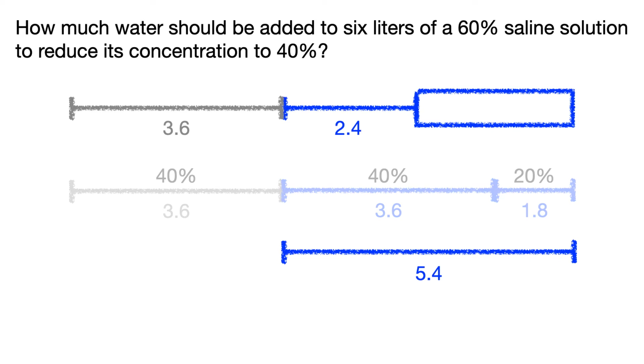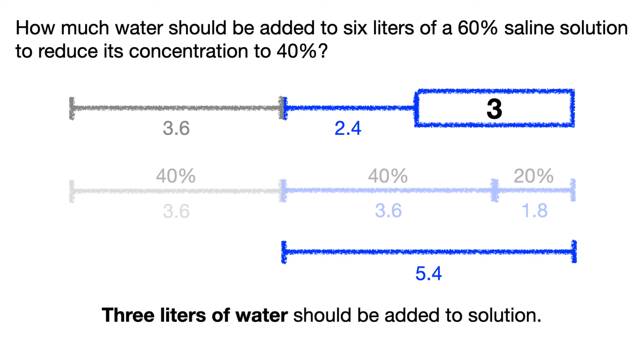So in other words, our container is now holding 5.4 liters of water. Because we already knew 2.4 liters of water were in the container from the start, that means that 3 liters of water should be added to the solution. Let's try another one.